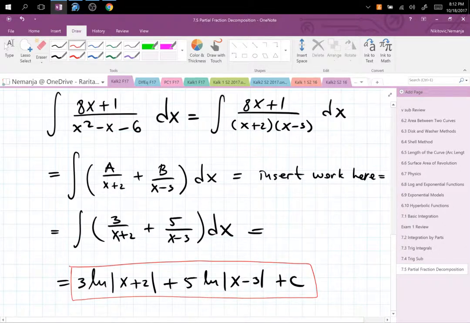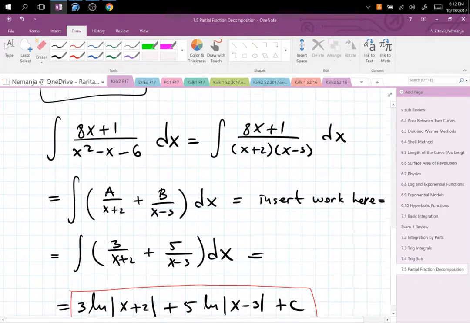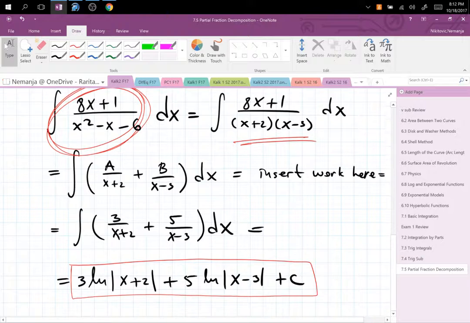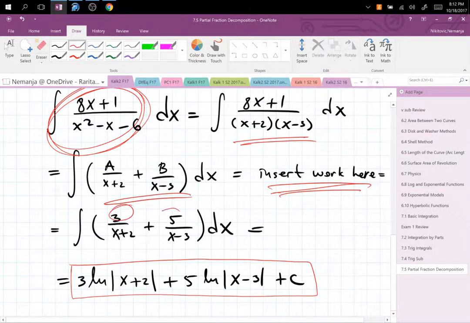There's no other way to solve this integral. We factor the denominator, we set up the partial fraction decomposition, we solve the partial fraction decomposition to get those values, and then from there to here is u-substitution or basic integrals, or whatever pops out of your calculation. So partial fraction decomposition helps you to break this apart.